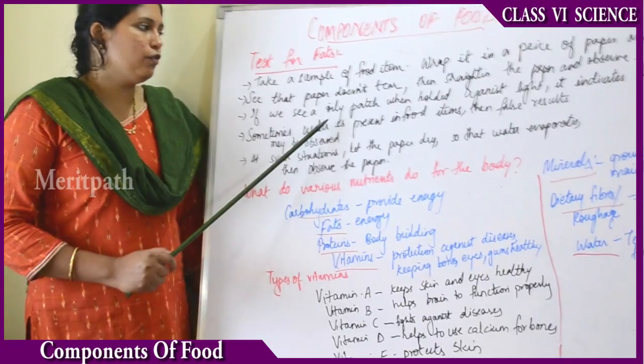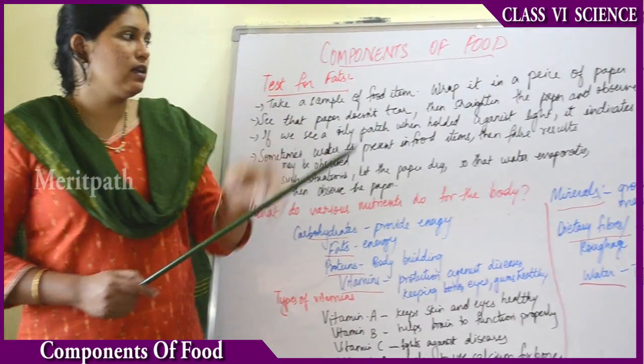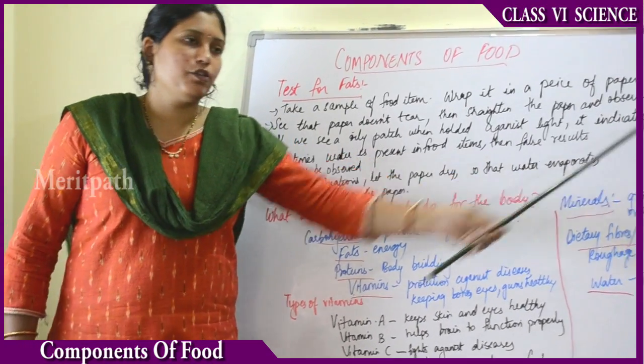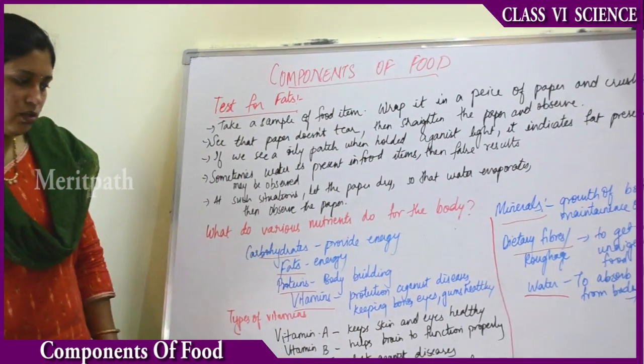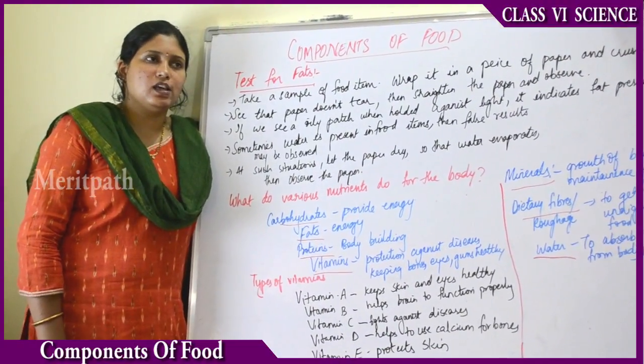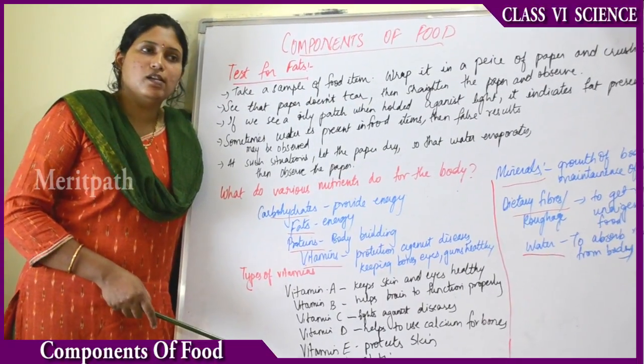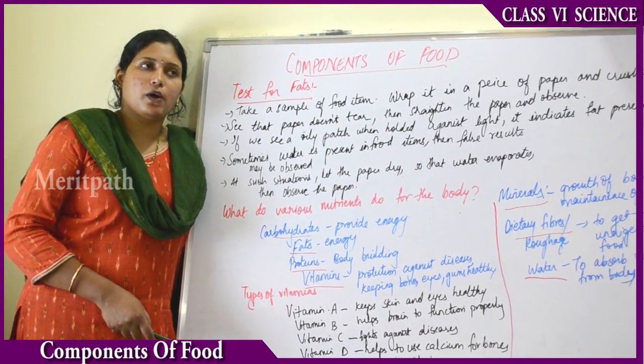Then what you observe, if you see an oily patch directly or when you hold it against a light, it indicates the presence of fat. For example, suppose you take any food made up of butter, cheese, ghee or oil, like the different types of bhajiyas or bhajis, that is fried fritters or pakodis.